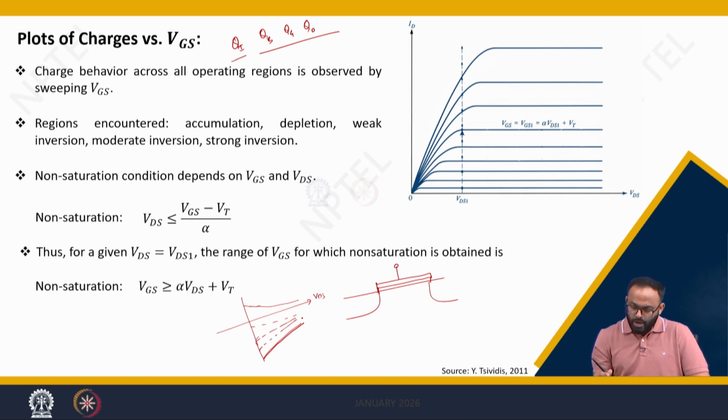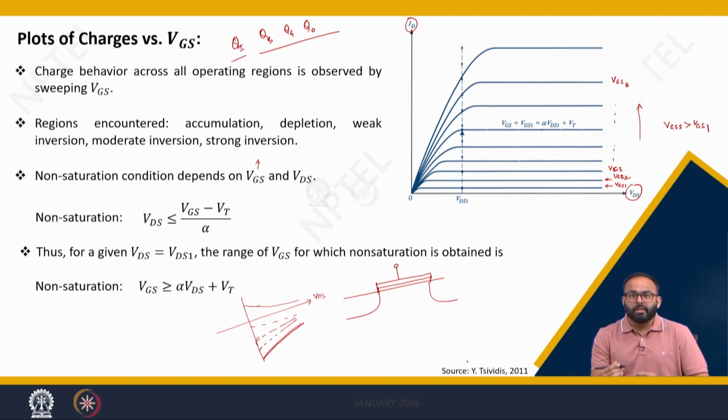Now let's see what will happen if you increase VGS. So we just plotted an ID-VD characteristic, and now I am increasing VGS. So these lines show the increase in VGS. Let's say this is VGS1, VGS2, VGS3, and so on, let's say VGS8 or so, right? This is an increasing trend of VGS, correct? So VGS8 is greater than VGS1.